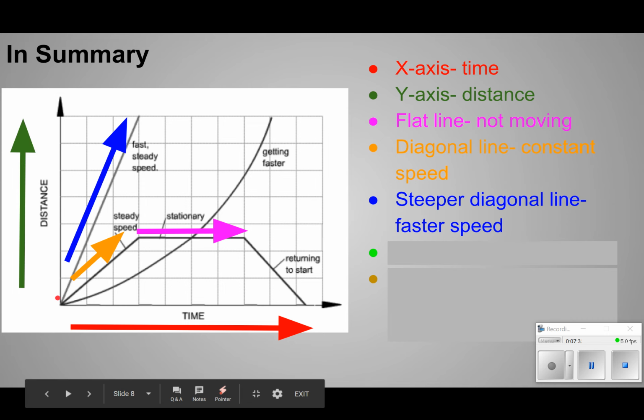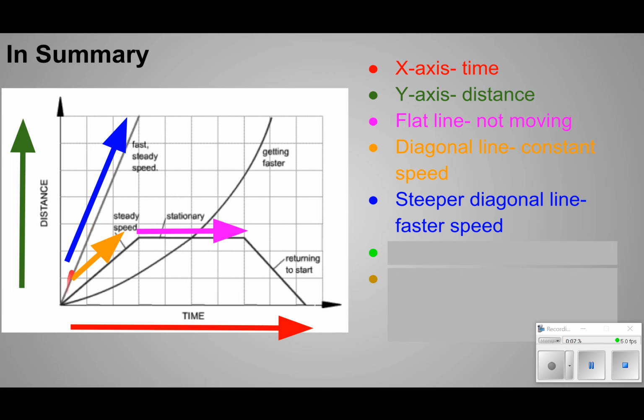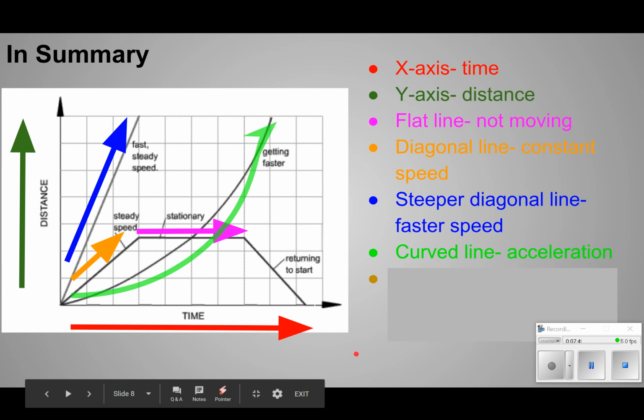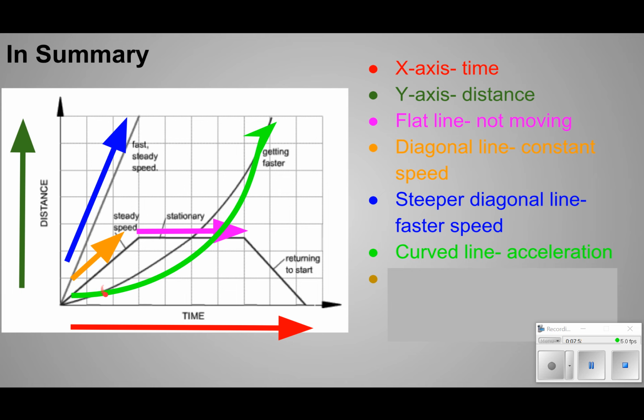Now if I looked at this steeper diagonal line, maybe your friend is on a different bus. Remember, a steeper line means that they're going faster. So maybe your friend's bus is going 50 miles an hour. It's going way faster than your original bus over here. We also have this curved line where the bus is accelerating. So it starts off really, really slow, and then it slowly builds up and goes faster, faster, faster as it drives.